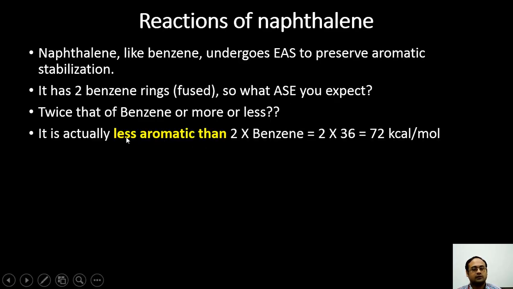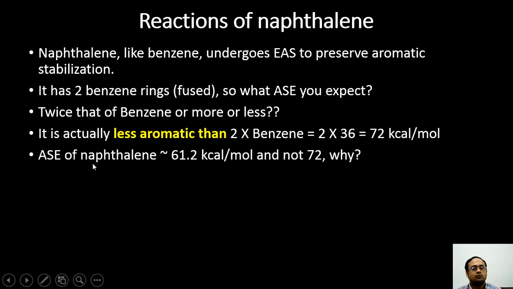We find that naphthalene is less aromatic than twice benzene. That means it doesn't have two benzene rings, each of which could contribute 36 kilocalories of aromatic stabilization energy. If they did so, its aromatic stabilization energy should be 72 kilocalories, but the actual experimental value for naphthalene is only 61.2 kilocalories per mole and not 72. Can you explain this using the resonance structures of naphthalene?